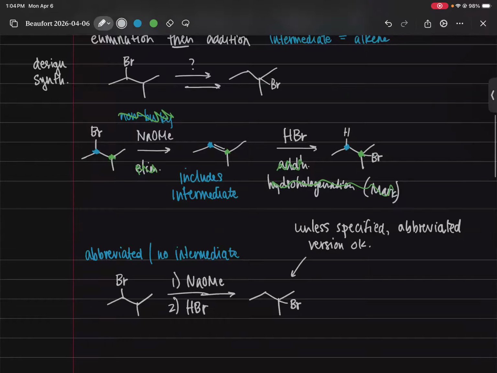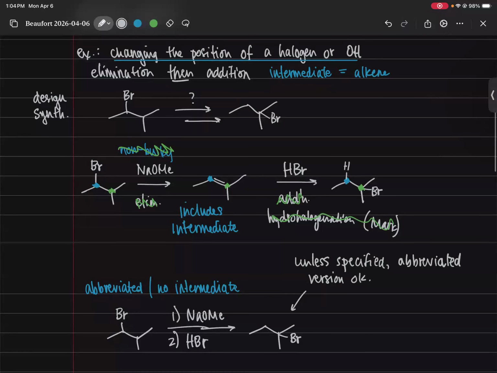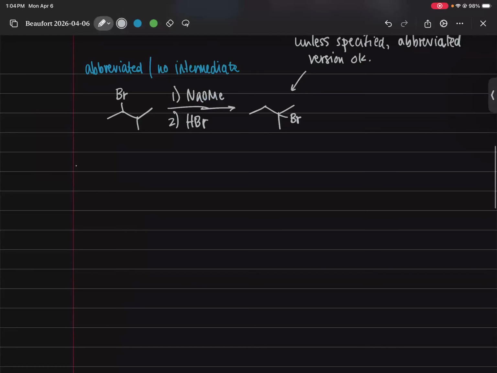Okay, for changing the position of a halogen or an alcohol, we did elimination and then we did addition. Okay, the intermediate was an alkene. So instead of changing the position of an atom, let's change the position of a pi bond.